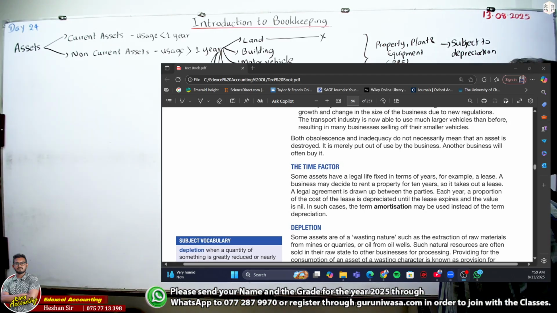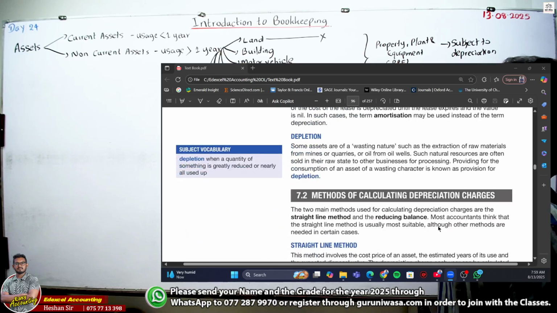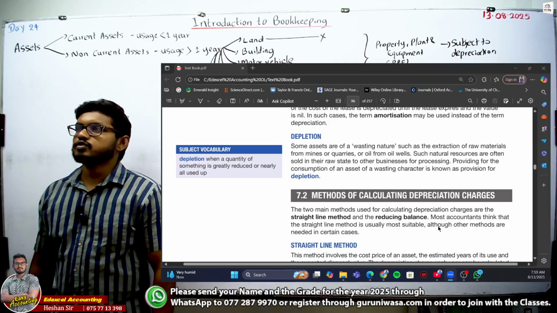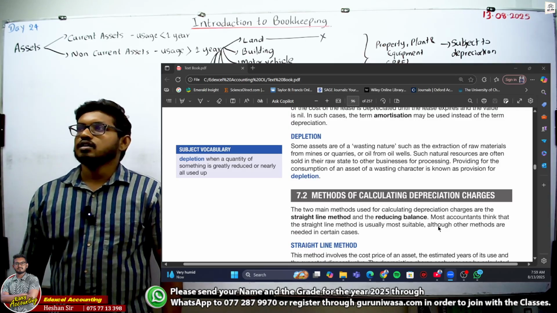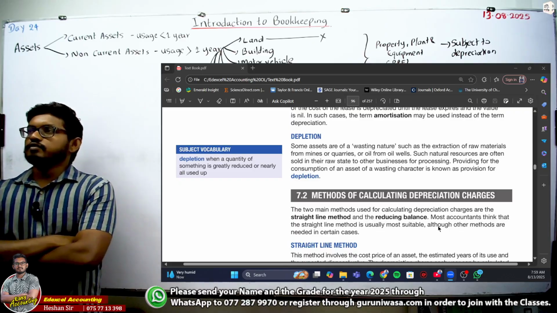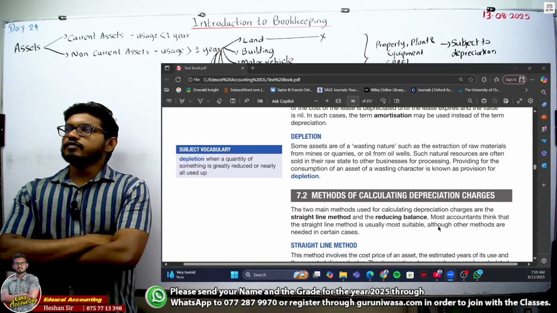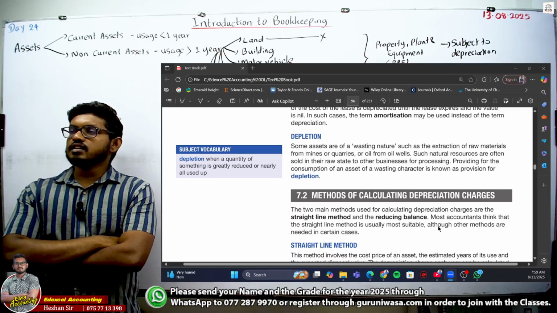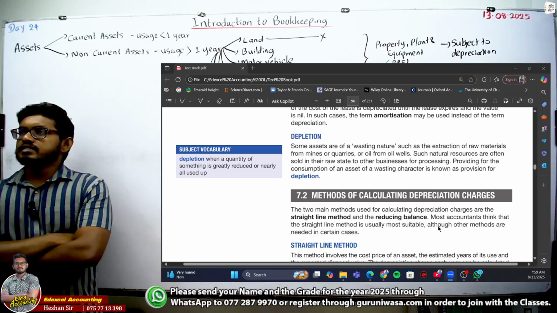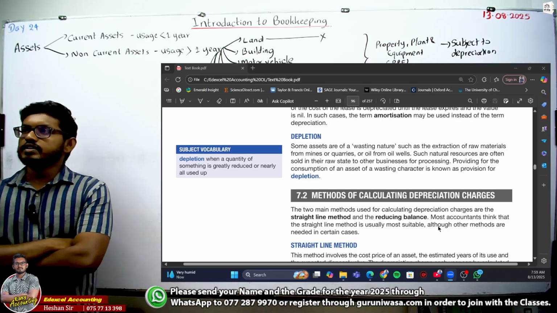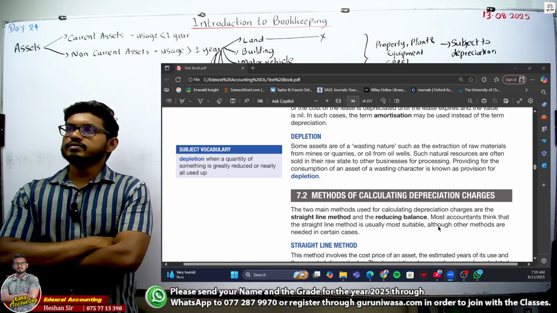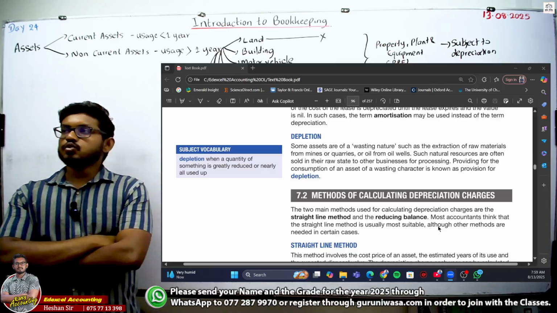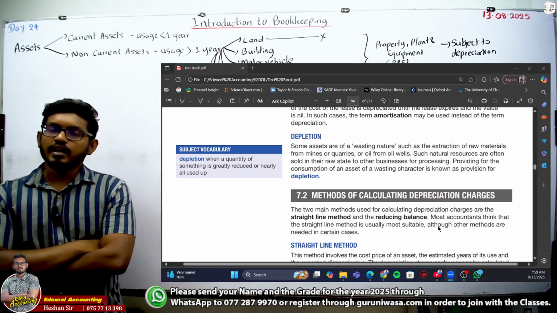Okay, next one, depletion. Some assets are of a wasting nature, such as the extraction of raw materials from mines or quarries, or oil from oil wells, right? Some natural resources are often sold in their raw state to businesses for processing. Providing for the consumption of an asset of a wasting character is known as the provision for depletion. Depletion is when a quantity of something is gradually reduced or nearly all used up. This is about natural things, where there is depletion, right?